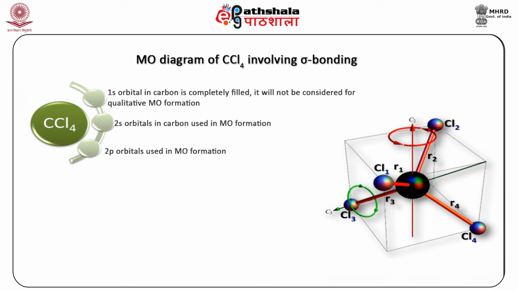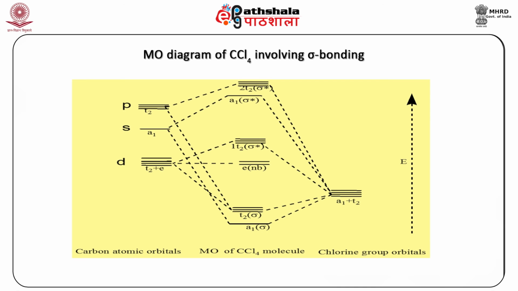Using ligand group orbitals of A1 and T2 type on the right hand side of the diagram and the symmetry of the atomic orbitals of the carbon atom on the left hand side, and matching the symmetry and taking energy into consideration, the molecular orbital diagram for the carbon tetrachloride molecule may be constructed as shown in the figure.